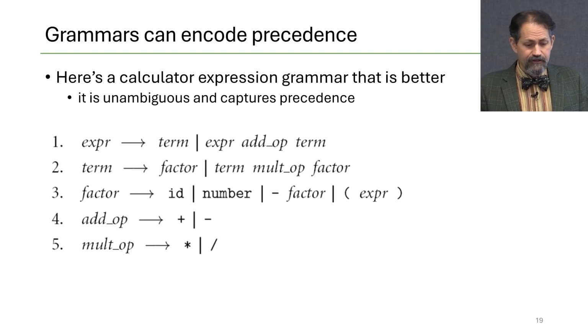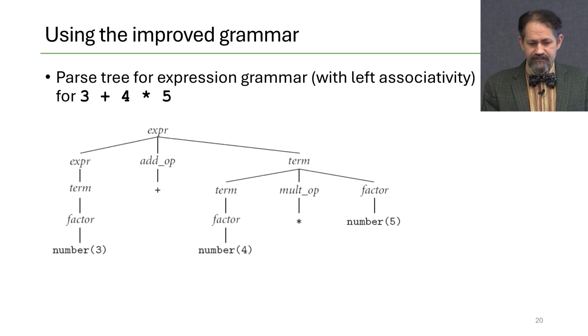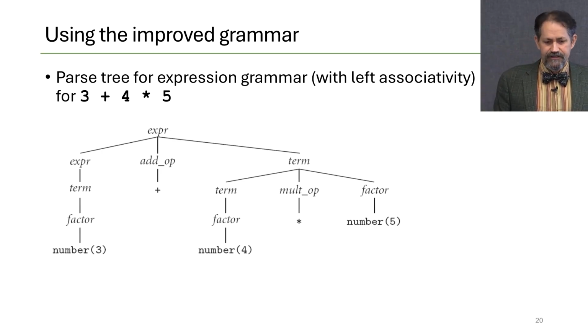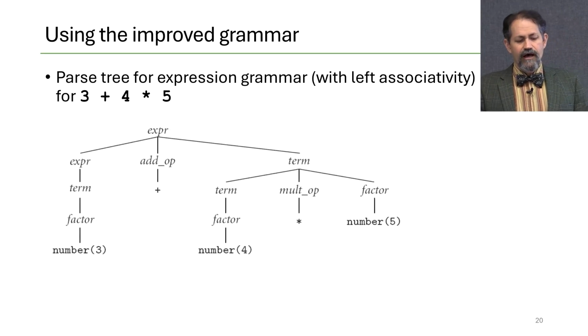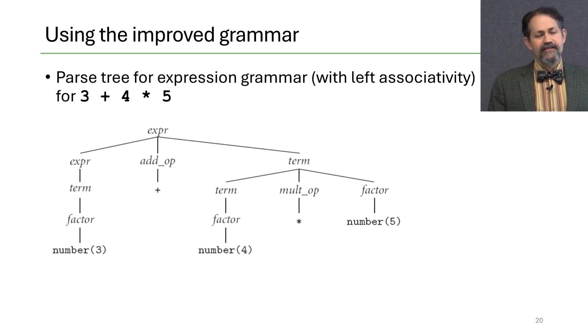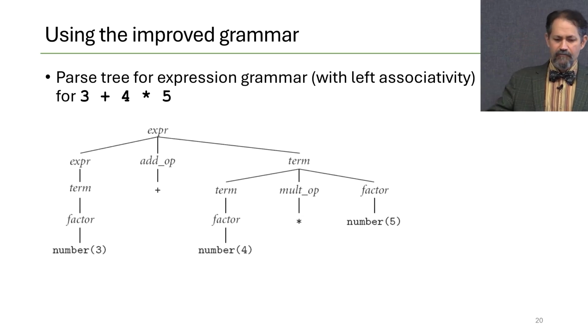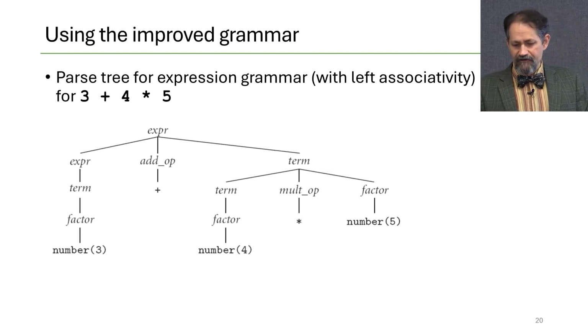So let's go back and use the improved grammar, and you can see we get a more complicated parse tree. It has more levels, but it's unambiguous this time, right? So it turns out if we want to parse 3 plus 4 times 5, the only way to do it is to make an expression at the top level which has an add-op in it. The left-hand side is an expression, which is a term, which is a factor, which is the number 3. In the middle we have add-op plus, and then on the right we have a term, which is term multop factor, and then we get 4 times 5 out of that.